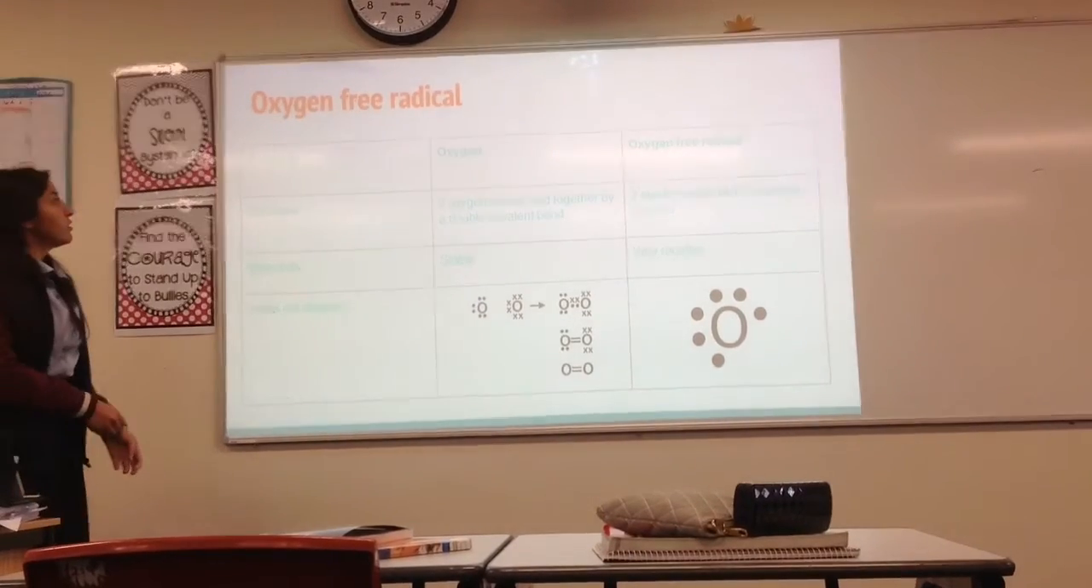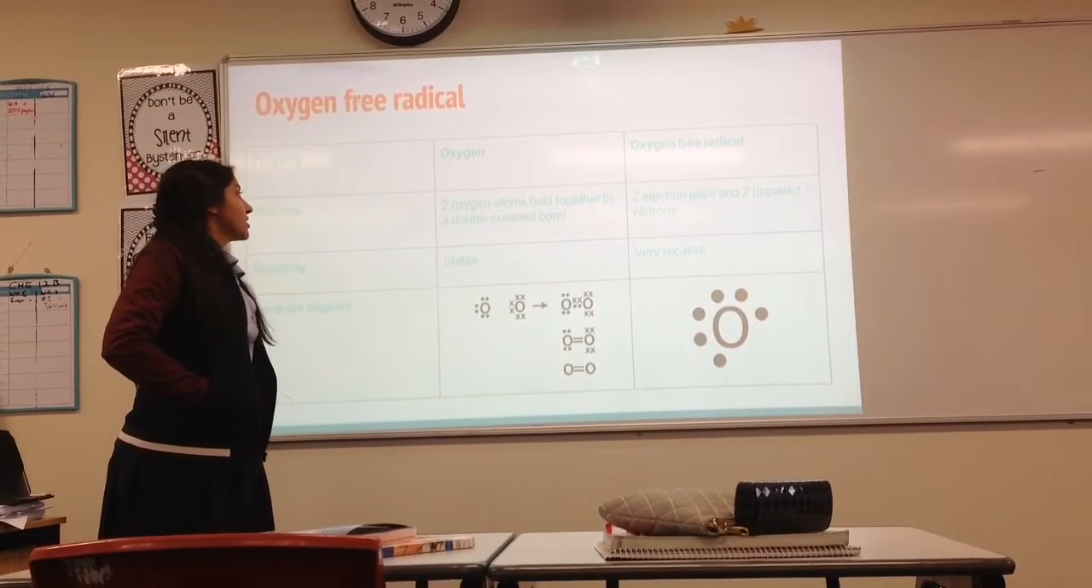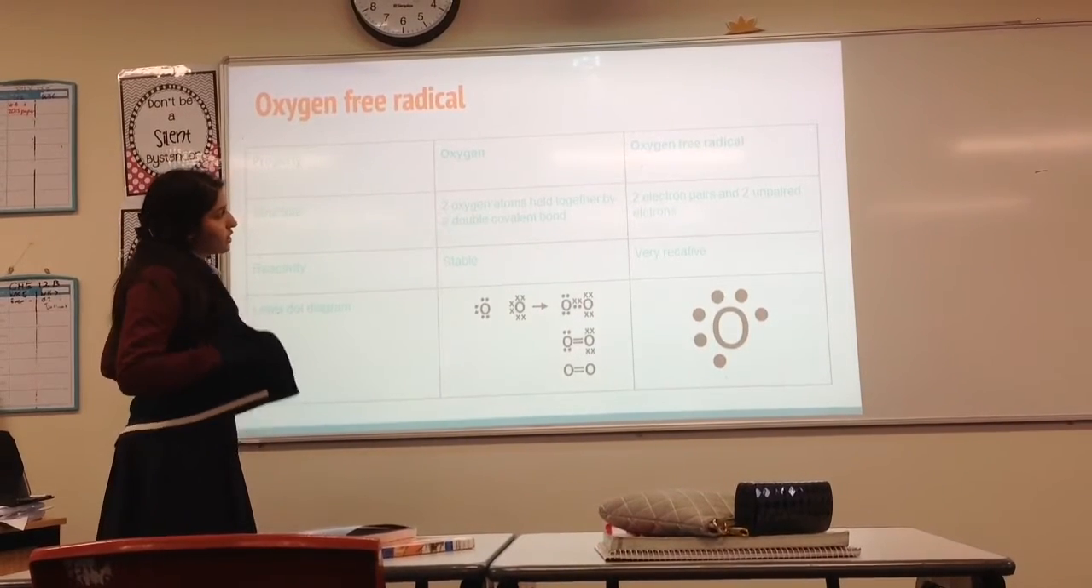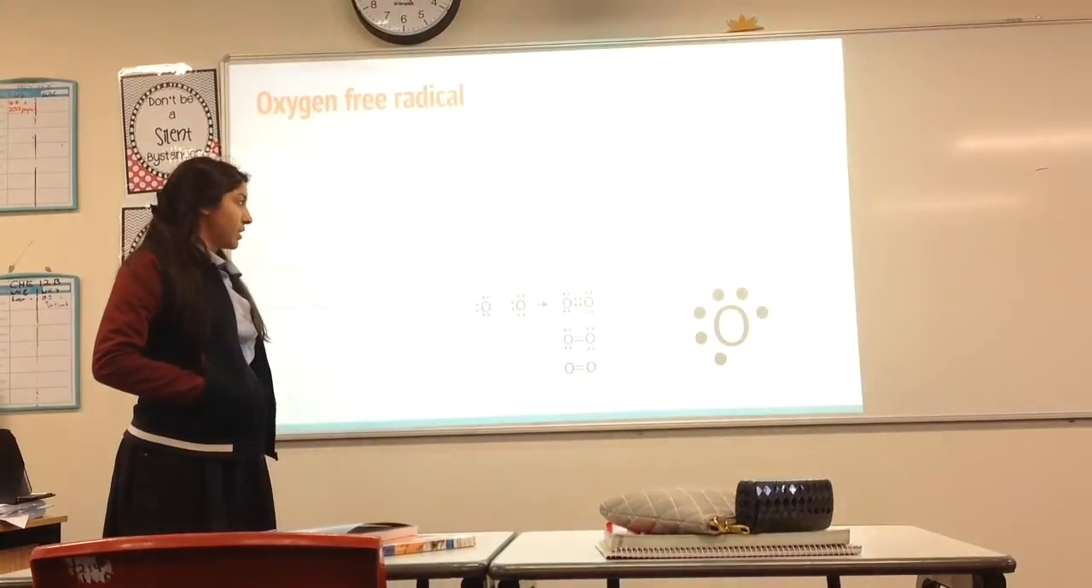Oxygen as a free radical. Normal oxygen has 2 oxygen atoms held together by a double covalent bond. However, an oxygen free radical has 2 electron pairs and 2 unpaired electrons.